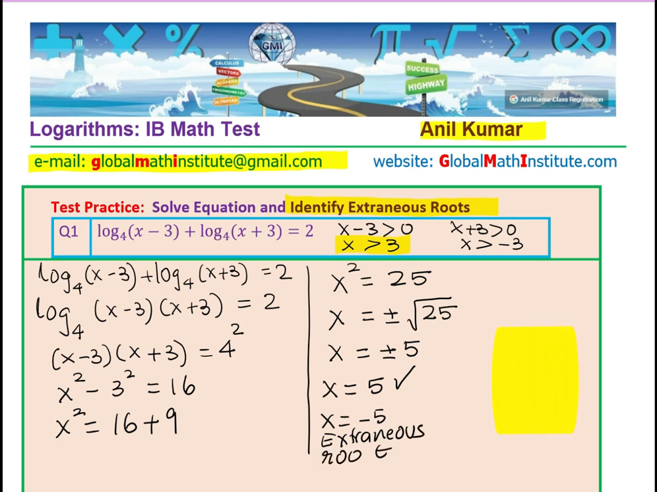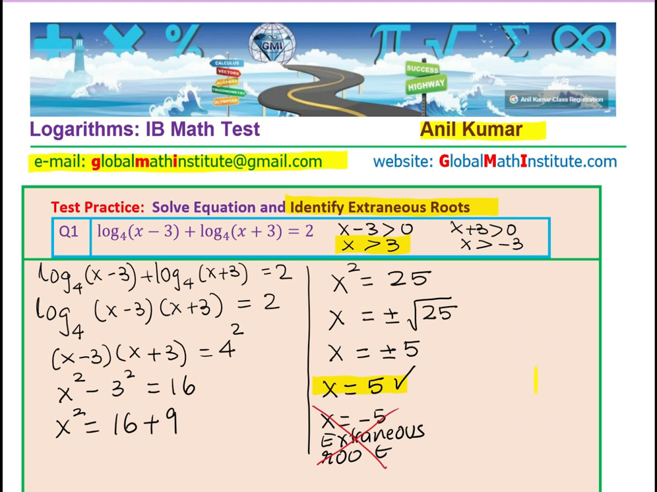Makes sense? So the correct solution is only x equals 5 and not x equals minus 5. So that is how we'll get extraneous roots in these solutions. The reason is very clear: when you square, you incorporate errors. So the key is to check the domain. Let's now continue with the second question.